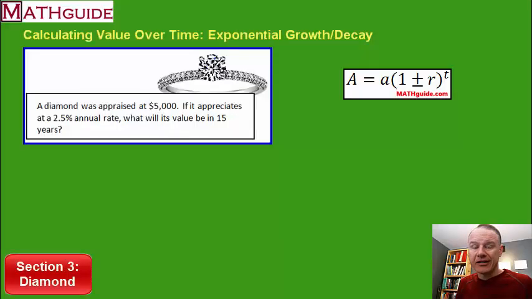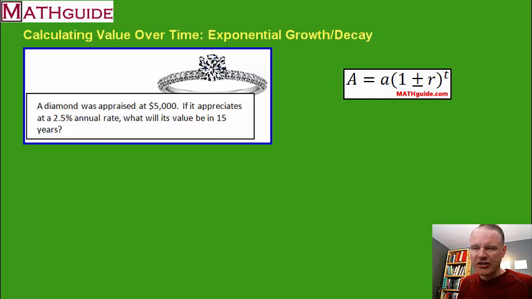All right, here's our second problem. We're going to use an example here with a diamond. And usually precious metals and precious stones go up in value over time. So, and this is one of those situations. So let's say we've got a diamond that's appraised at $5,000. That just means that's its current value. If it appreciates or goes up at a 2.5% annual rate, what will be its value in 15 years?